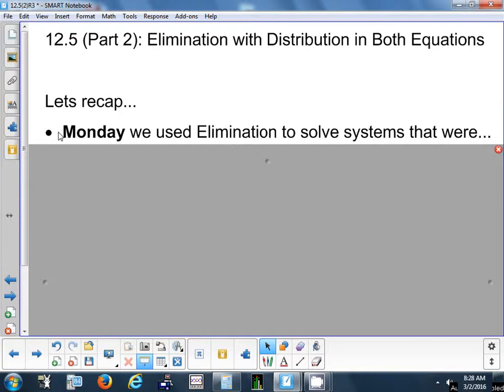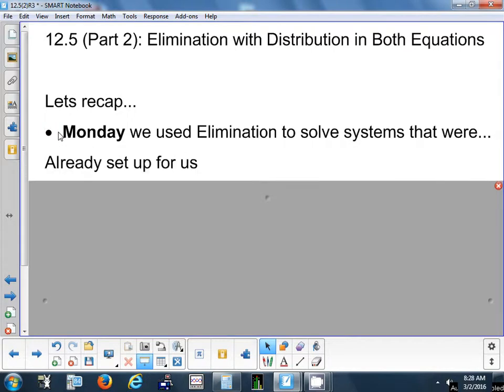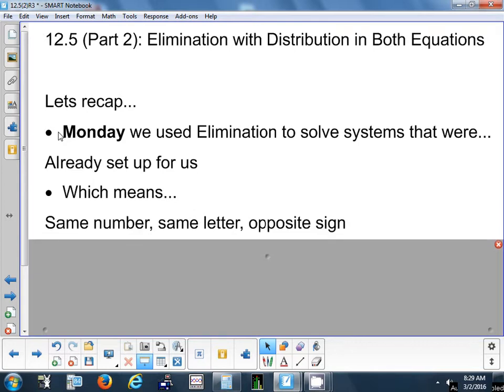Right, so what could we say about those types of problems? They were already set up for us, right? What does that mean? You can tell me what that means. They're already set up for us. What are we looking for again when we're doing elimination? What kind of values are we looking for? Three things. Two things that are the same, one thing that's different. Justin? Different sign, same number, same letter. Good. Same number, same letter, opposite sign or different sign, like Justin said, that's fine.